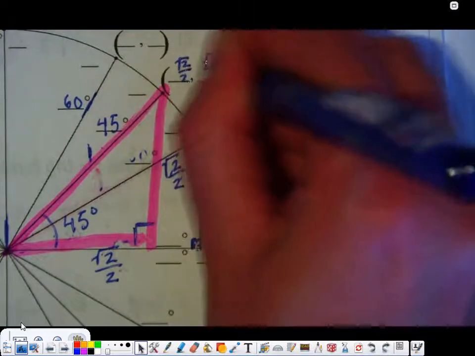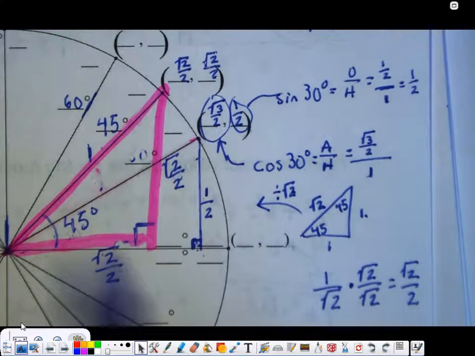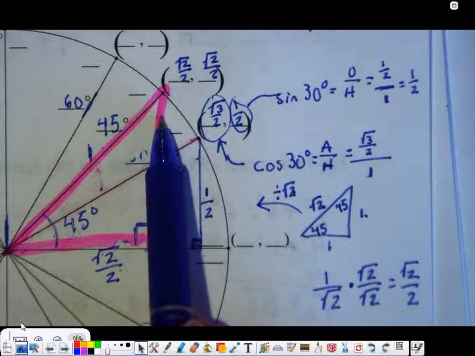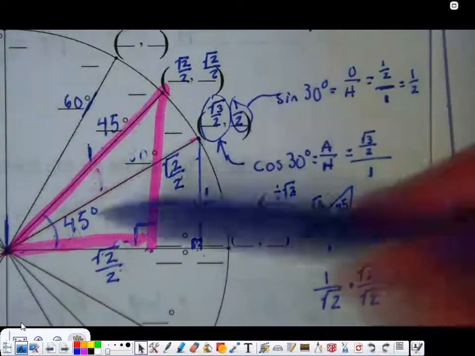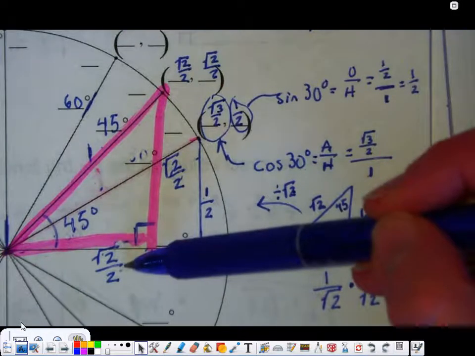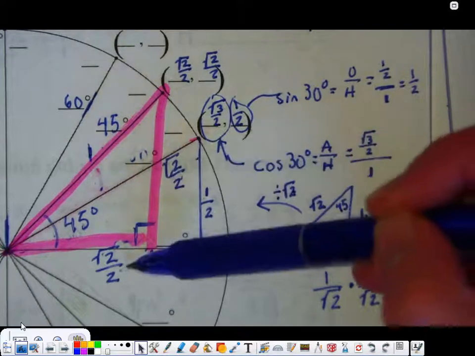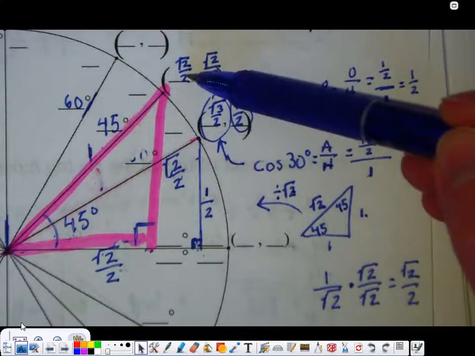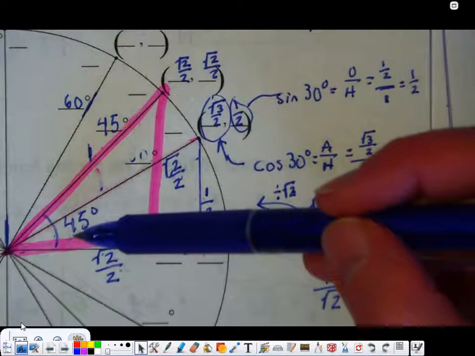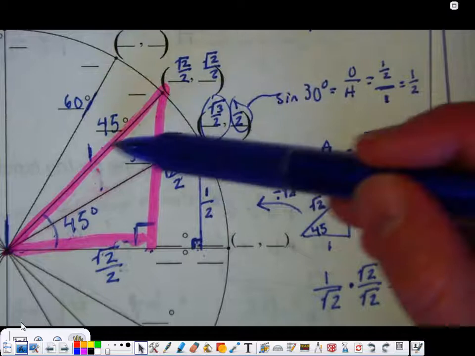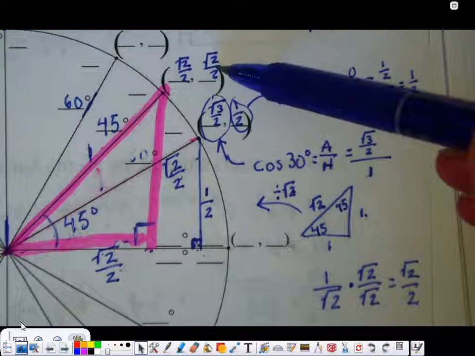Yep. Because to get to that point, I go over square root of 2 over 2 and up square root of 2 over 2. So if I want to figure out the cosine now, it'd be adjacent over hypotenuse. So it's just the x value. If I want to figure out the sine, it would be opposite over hypotenuse. So it would just be square root of 2 over 2 over 1. So just the y value.